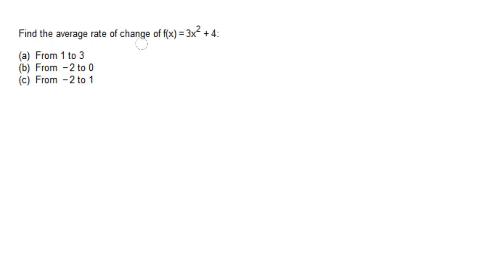Find the average rate of change of f of x equals 3x squared plus 4 from 1 to 3, from -2 to 0, from -2 to 1. The average rate of change is very similar to the slope, except when you're finding the slope of a line, here we're finding the slope between 2 points on this curve. The average rate of change formula is f of b minus f of a over b minus a.